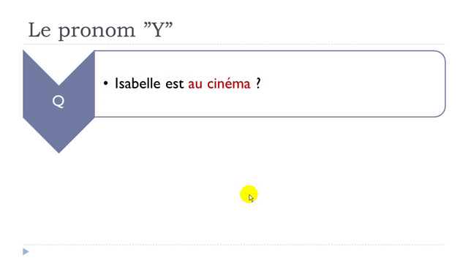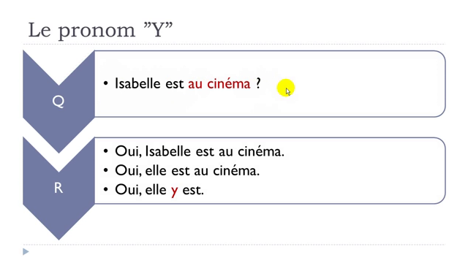And now it's a place. Cinéma. Okay? Isabelle est au cinéma. Oui, Isabelle est au cinéma. Repeat everything. Second one, you just don't want to repeat Isabelle. Oui, elle est au cinéma. All right? Third one, just want to avoid repeating Isabelle and au cinéma. Oui, elle y est. All right? Oui, Isabelle est au cinéma. Oui, elle est au cinéma. Oui, elle y est.